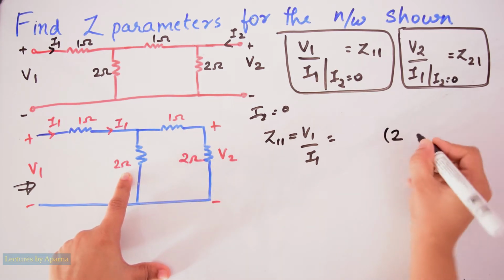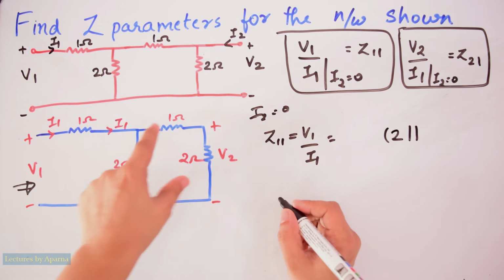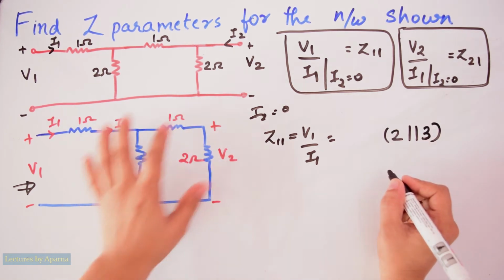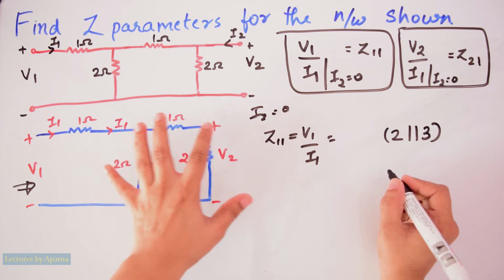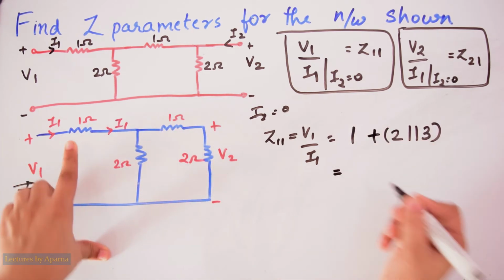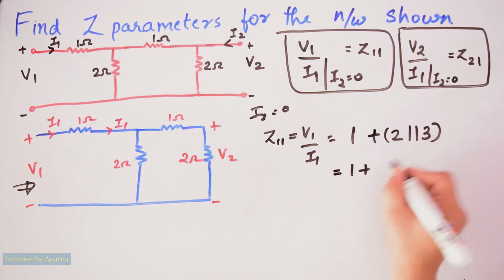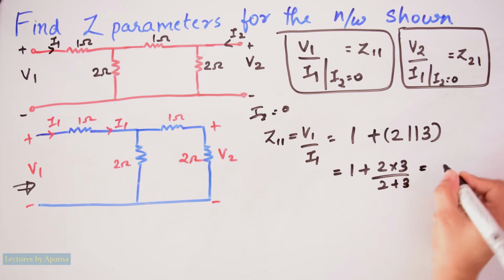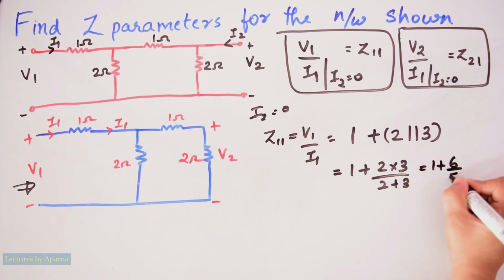So 2 ohm is in parallel with 3 ohm. And this whole thing will be in series with this 1 ohm. So plus 1. This will give 1 plus 2 into 3 by 2 plus 3. This is equal to 1 plus 6 by 5, that will be equal to 11 by 5. So this is Z11.